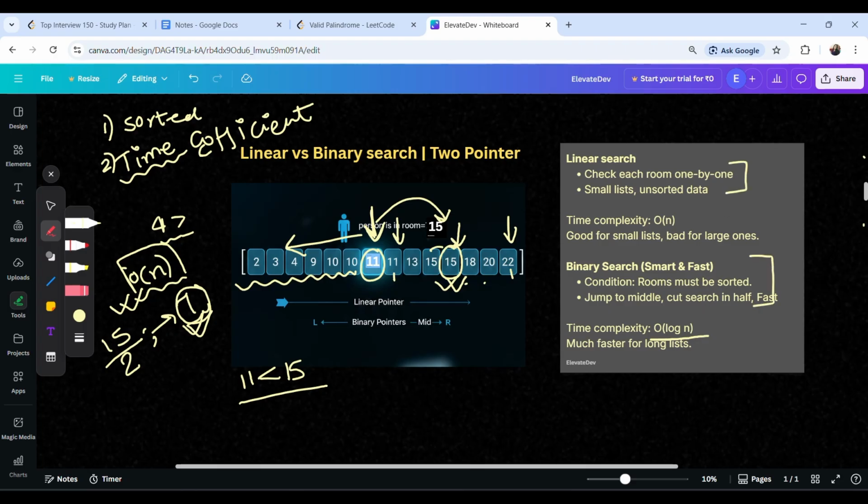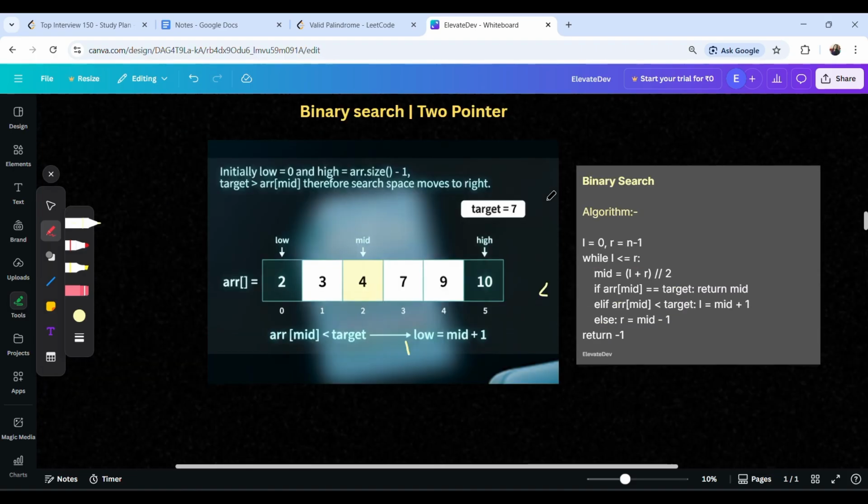You can go through it and note it down. You can pause the video and note down the important pointers that I have added. So this is how binary search works, which I have already discussed, that it takes two pointers.